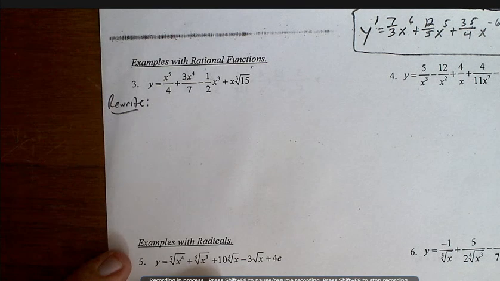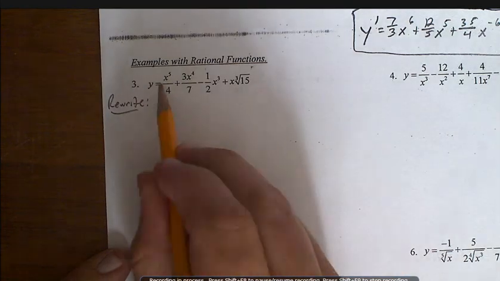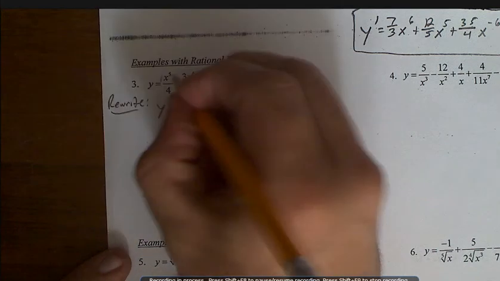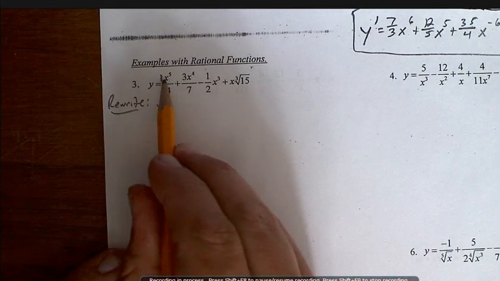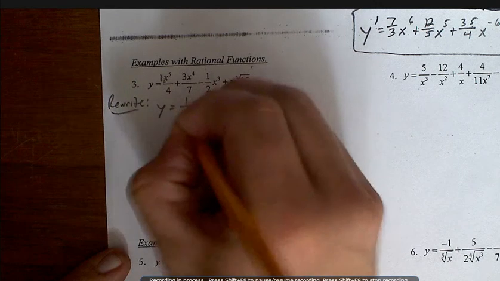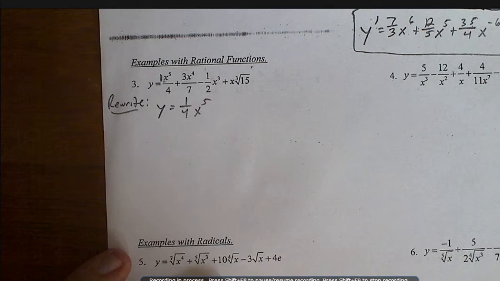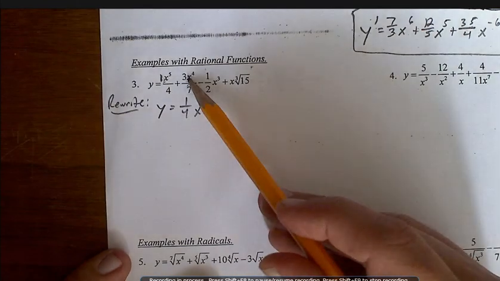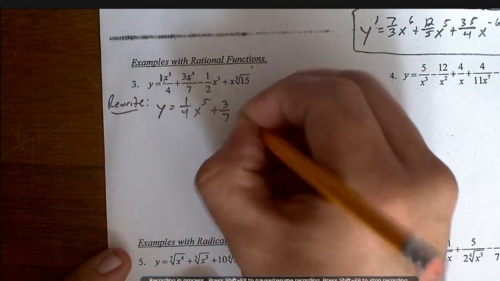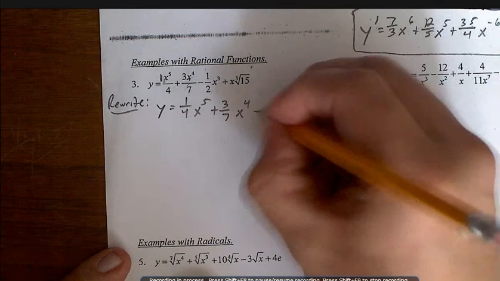x to the 5th over 4. If x is on top, I can push it off out front to have 1/4 x to the 5th like this. It's much easier to see what to do next. Same thing here. If x is on top, push it off. So I could have 3/7 x to the 4th minus 1/2 x cubed plus x times the cube root of 15. Okay, now it's in exponential form. Now it's going to be easy to take the derivative.